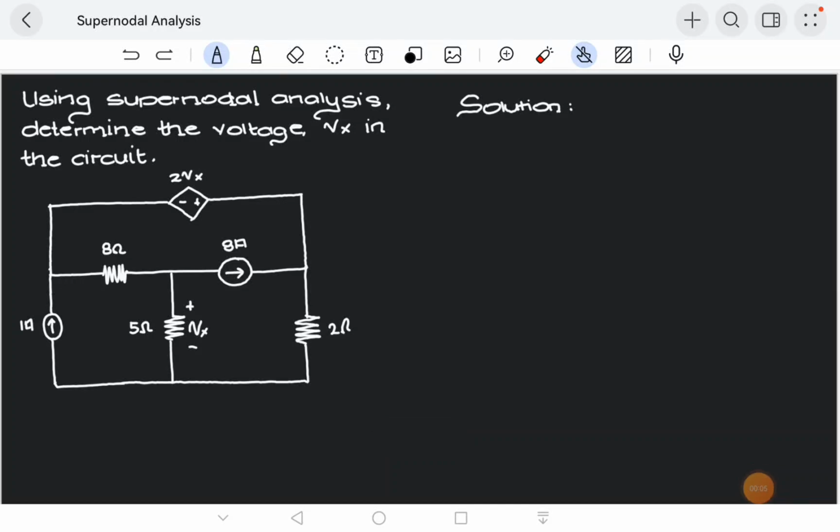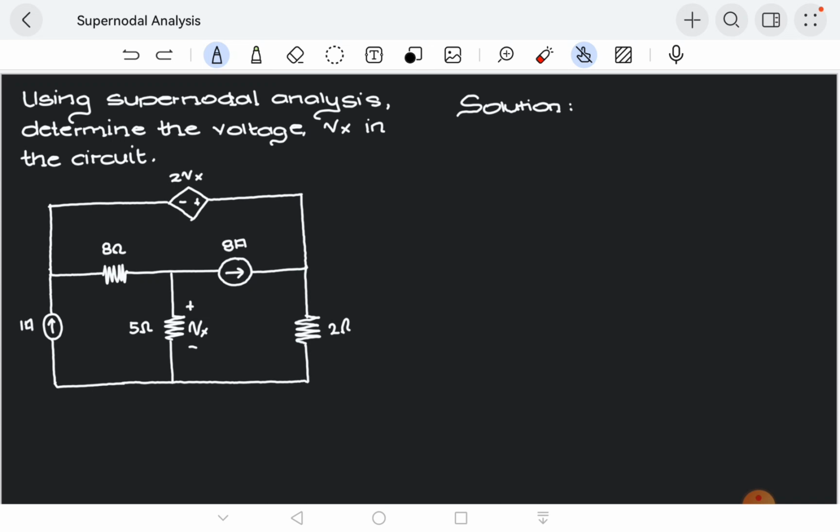We have here: determine the voltage Vx in the circuit using supernodal analysis. Take note that supernodal is an extension of the nodal analysis. And remember that nodal analysis is the best way to solve a circuit if your goal is to find out any voltage across any element.